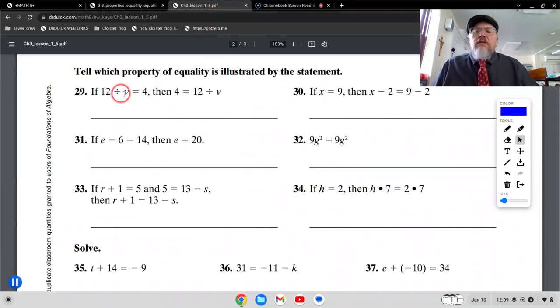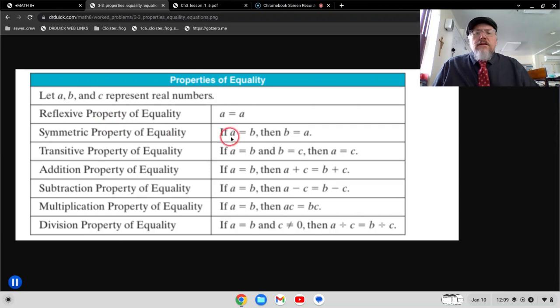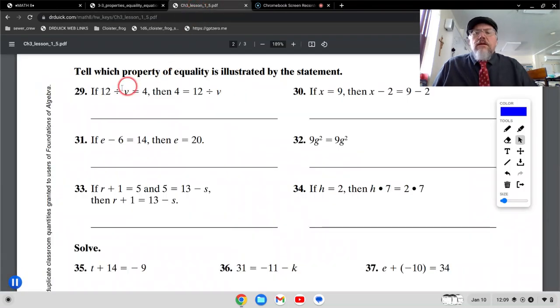So I have 12 divided by V equals 4. Then I have 4 equals 12 divided by V. So what has happened in here? Well, you kind of flipped it, right? So looking at what's going on here, it's symmetry. A equals B, then B equals A, right? Think about that. 12 minus V equals 4, then 4 equals 12 minus V. So that's definitely the symmetry, right? I'm not going to write it all the way. I'm just going to say SYM.